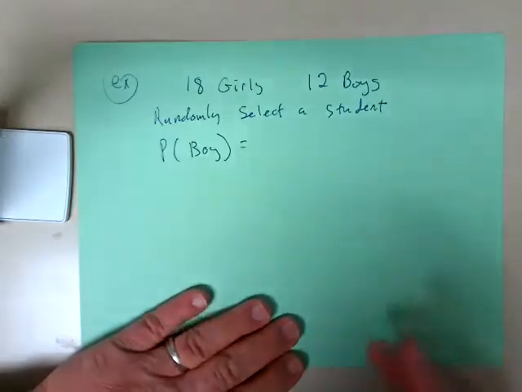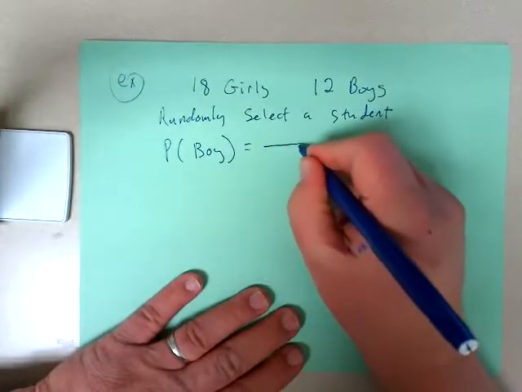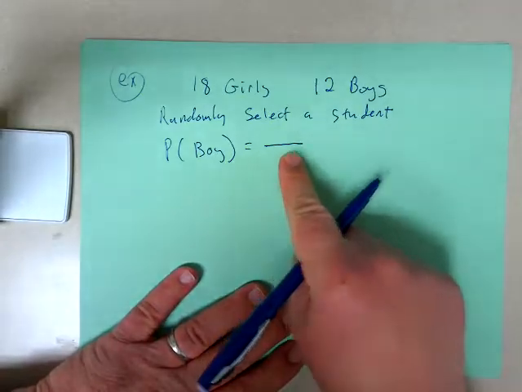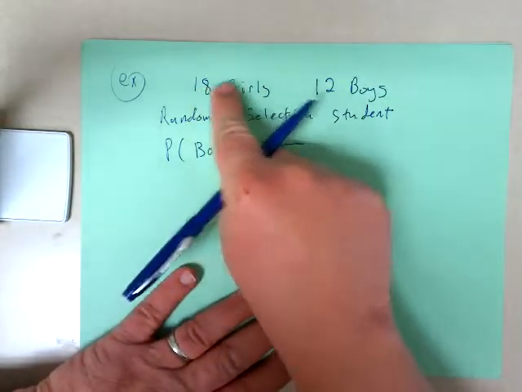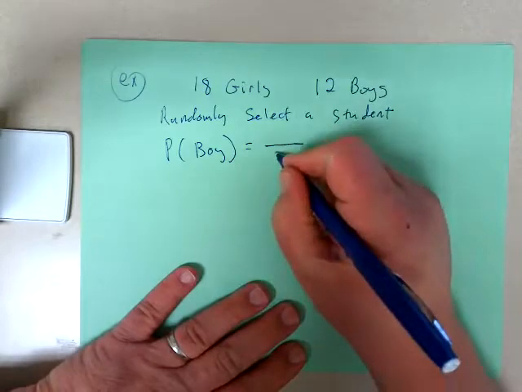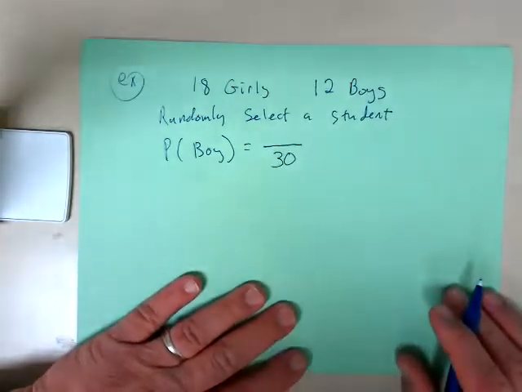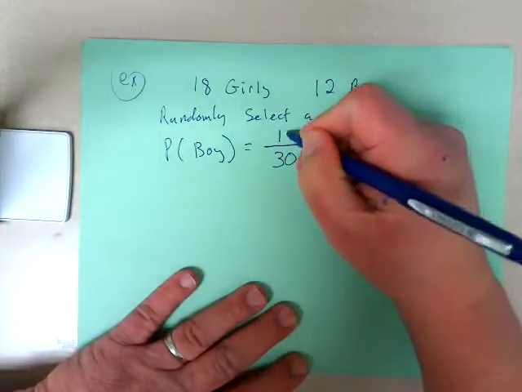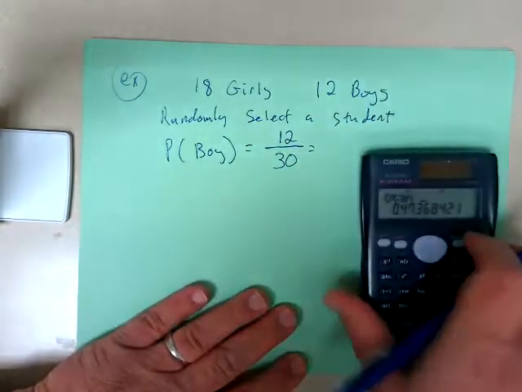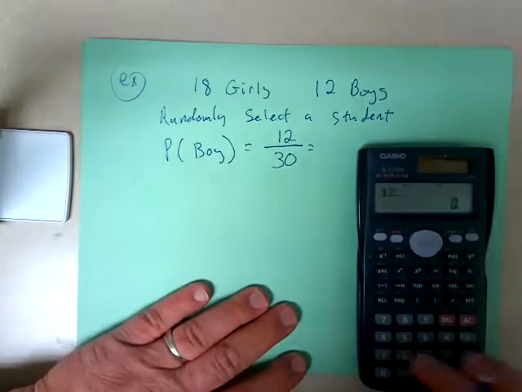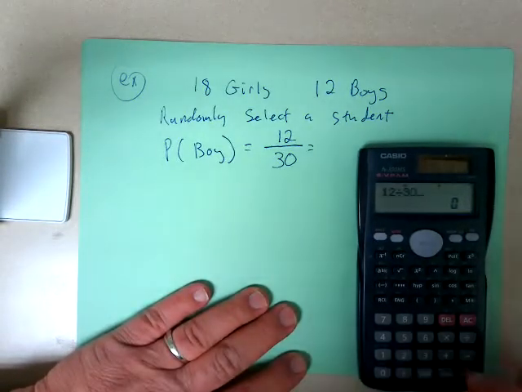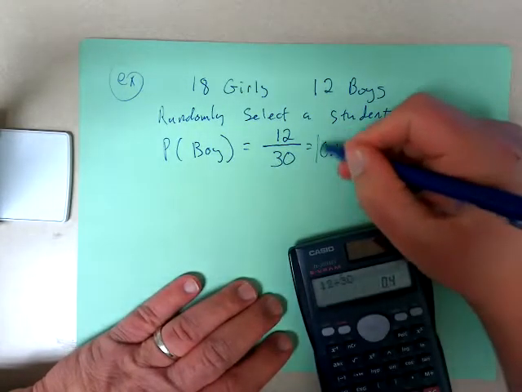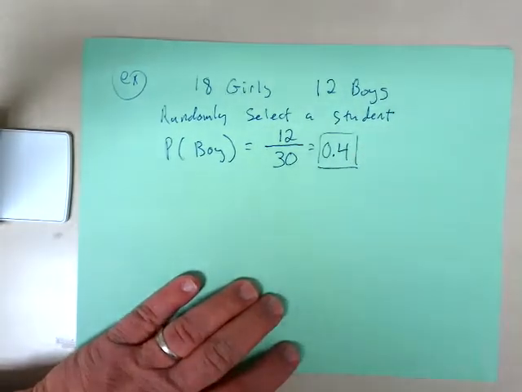Okay, so to find this probability, you've got to find the total number of outcomes in the sample space. And so in this case, the total number of outcomes, you have to add the two together. And you would actually get 30 outcomes in the sample space. Okay, and then the top number would be the number of boys, 12. And this would give you the probability of randomly selecting a boy. And it looks like it's 0.4, a 40% chance of selecting a boy.